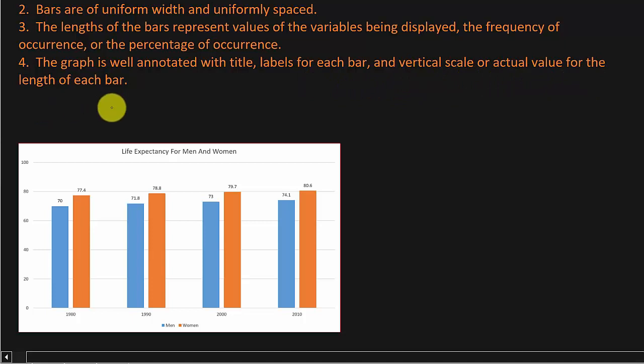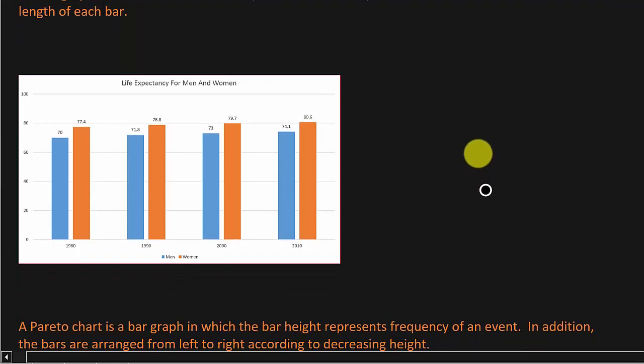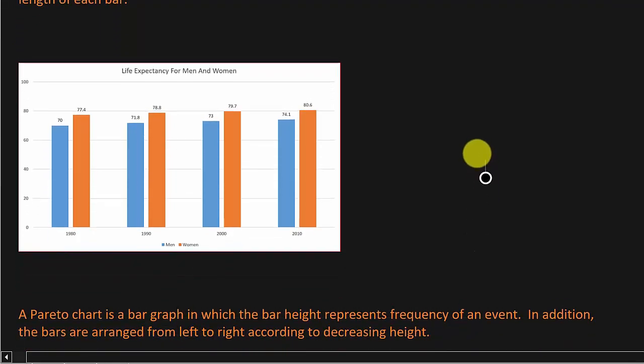All right, so what we have here is a bar graph that's showing the life expectancies for men and women born in these years, 1980, 1990, 2000, and 2010. And these are the life expectancies. So the blue represents men, the orange represents women. So you can see in 1980, the life expectancy for men is 70, for women it's 77.4 years of age, and so on for each year. And this is just an example.